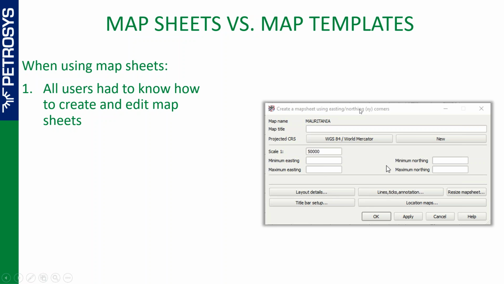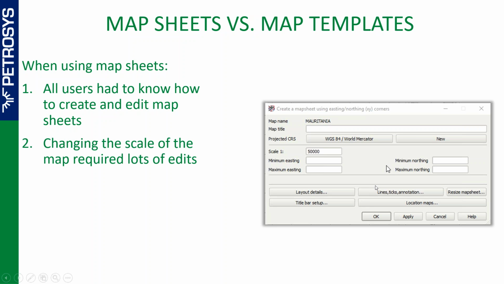And the reason that everybody had to know how to edit these is that when you were working in a different area, you needed a different map sheet, because map sheets had a style component, but they were also tied to the area of interest as well. So if you wanted to use the same style in a different area, you had to create a whole new map sheet, and you had to know how to use these buttons.